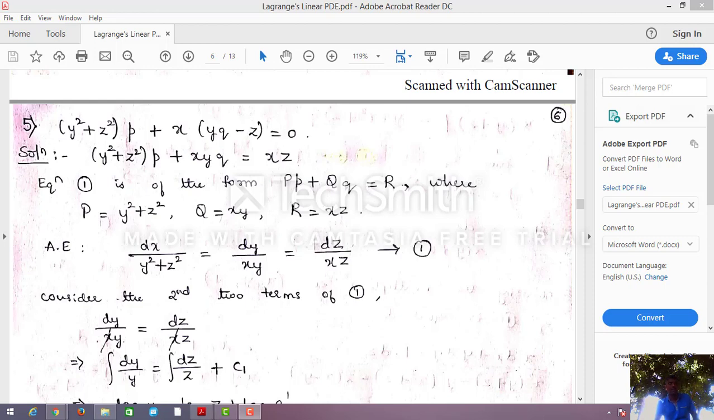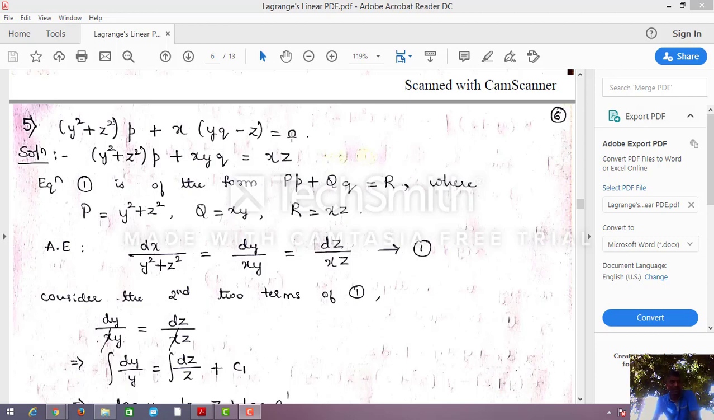In today's class, we will see the extension of Lagrange's linear PDE. So what does Lagrange's linear PDE mean? Already I told that it is of the form capital P into small p plus capital Q into small q equal to capital R. Here we are going to see one more problem: (y square plus z square) into p plus x y into q minus z equal to 0.